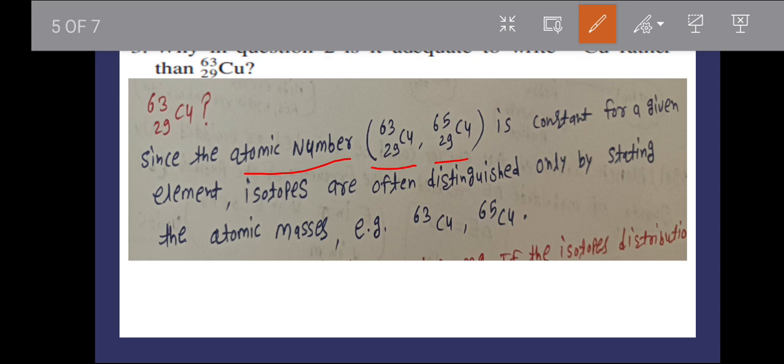So the protons are constant, and atomic number describes the number of protons. So protons are not changing, that's why we can represent the isotopes stating atomic masses only. We don't need to write the atomic number because atomic number is constant, number of protons are constant, only neutrons are changing. So you will get that copper's atomic number is 29, but the masses of isotopes are changing.